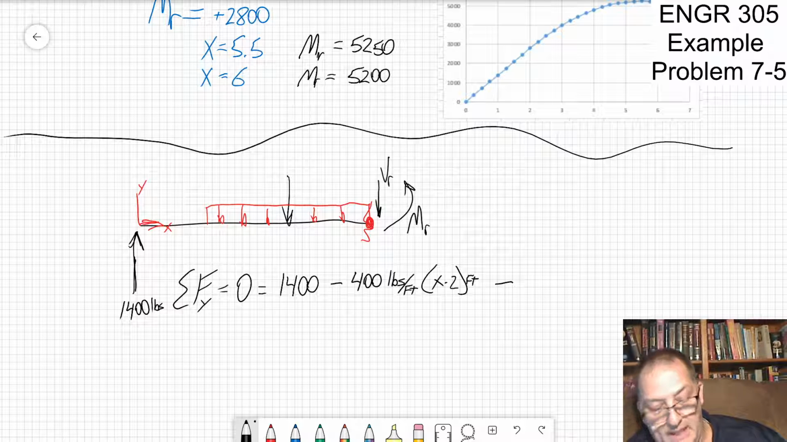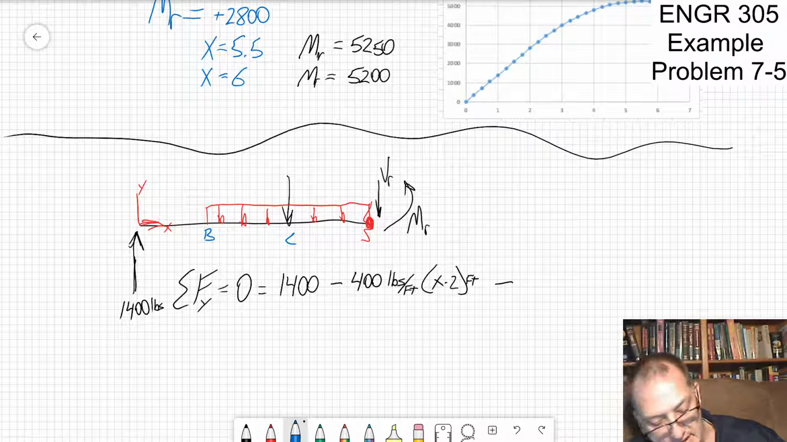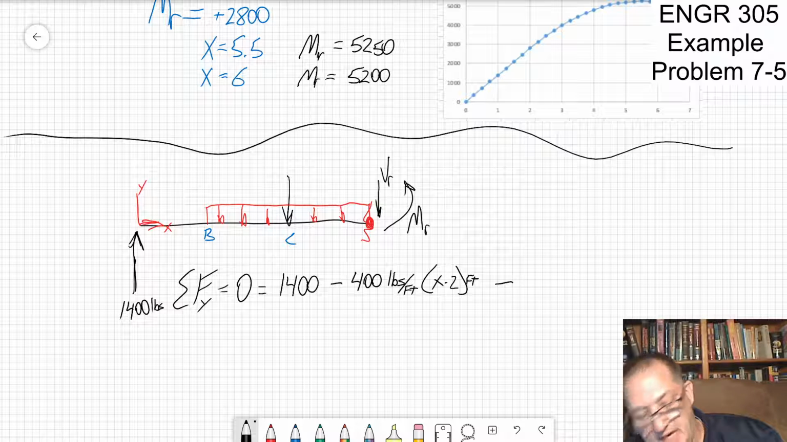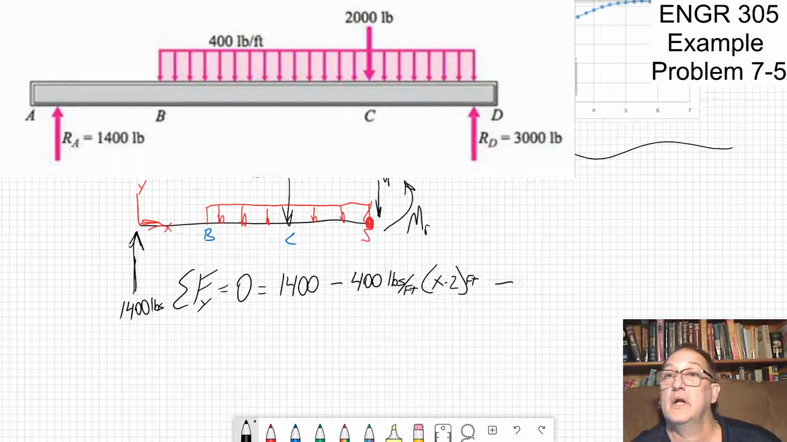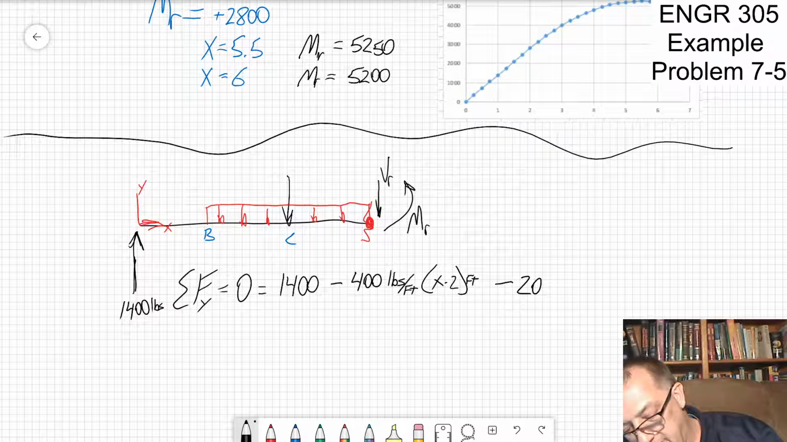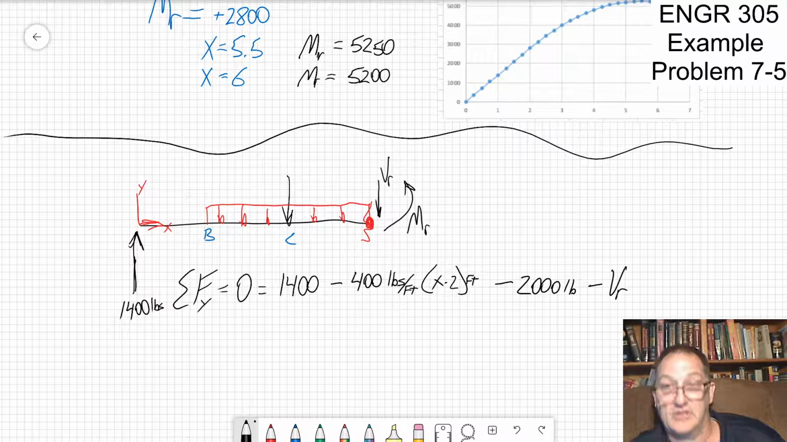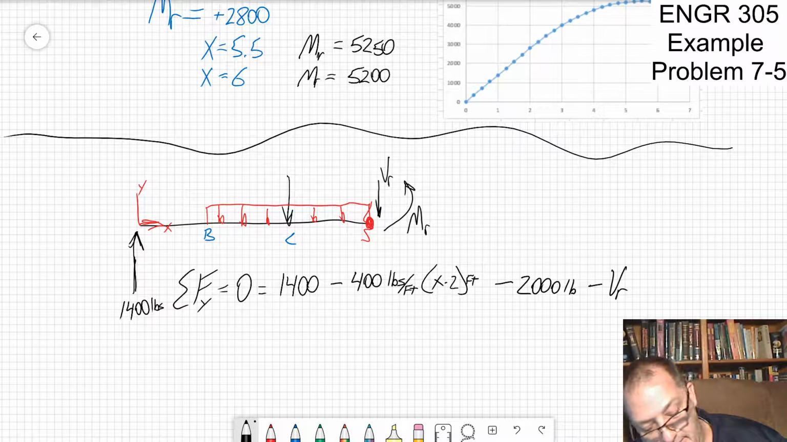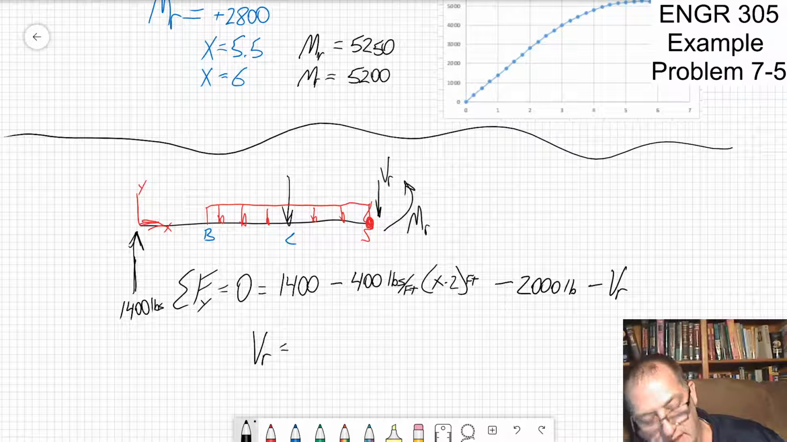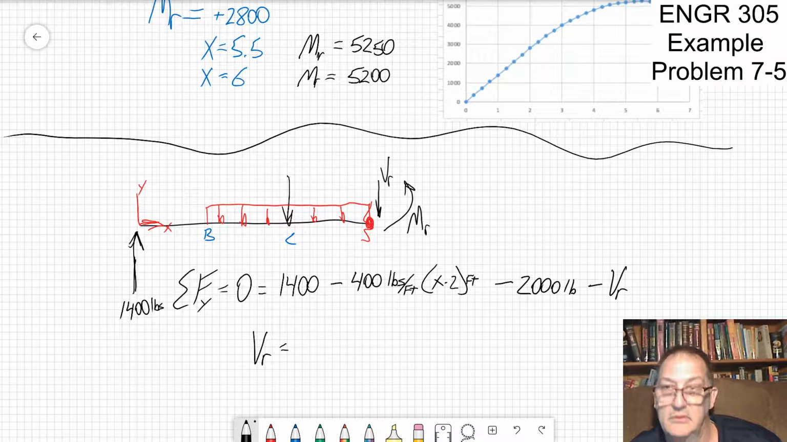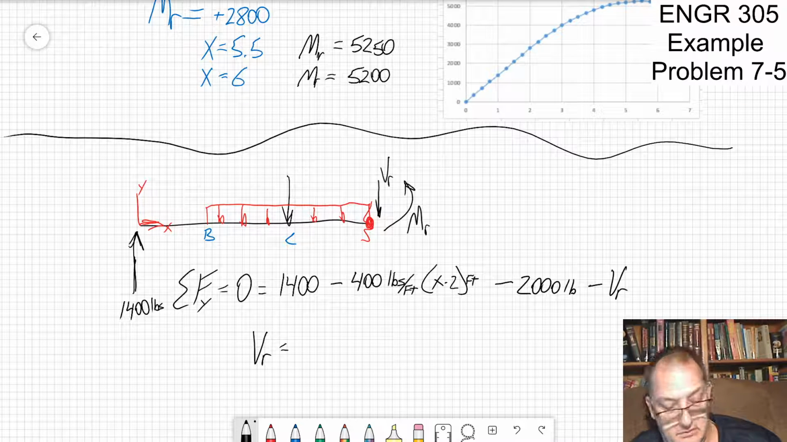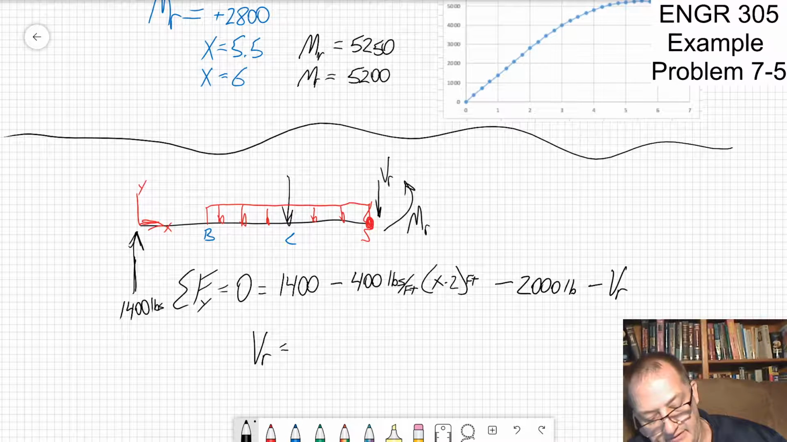Minus, when I hit C, this is point C, this was point B. When I hit C, then I subtract, if I'm beyond C, this load, which was a 2,000 pound load. First time I've worked with that. So that's a 2,000 pound load. And then I also subtract VR when I get to the end. So now my equation for VR is equal to, because VR went to the other side, everything changes sides.